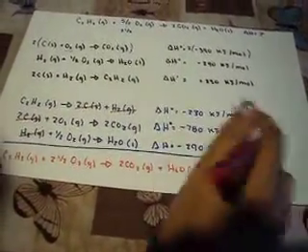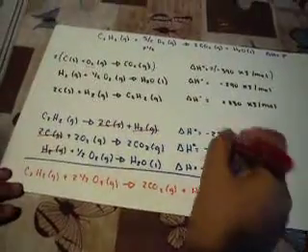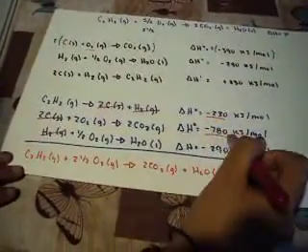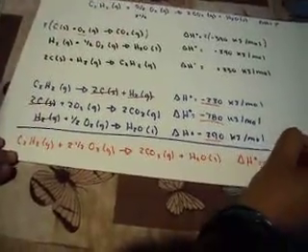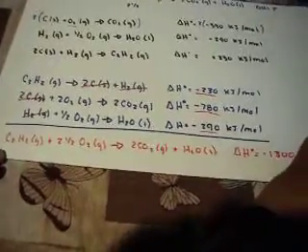And what we're going to do now is simply add all of these up. So when you add them all up, it should give you a negative 1,300 kilojoules per mole. And that's how you solve them.